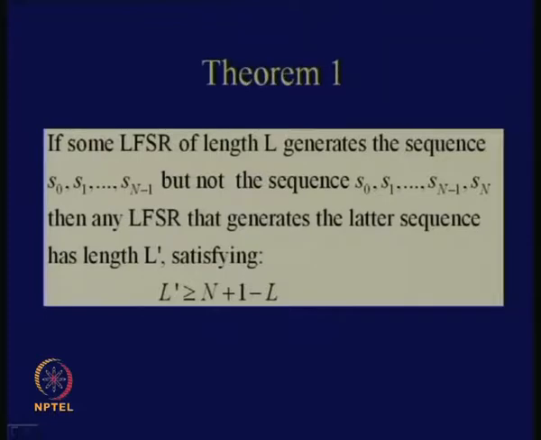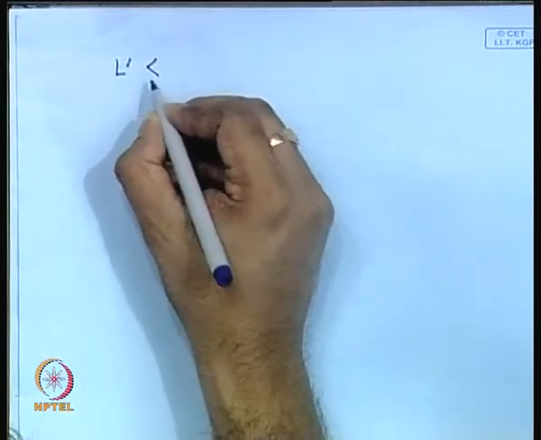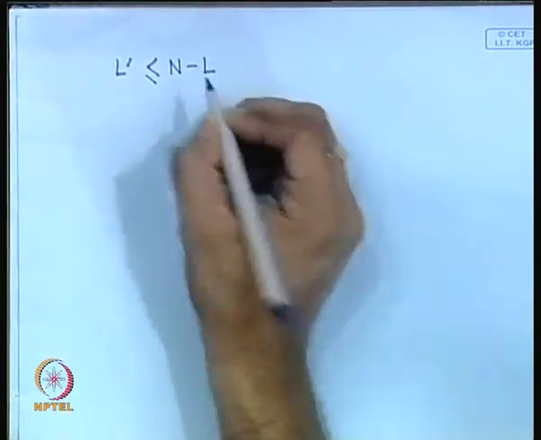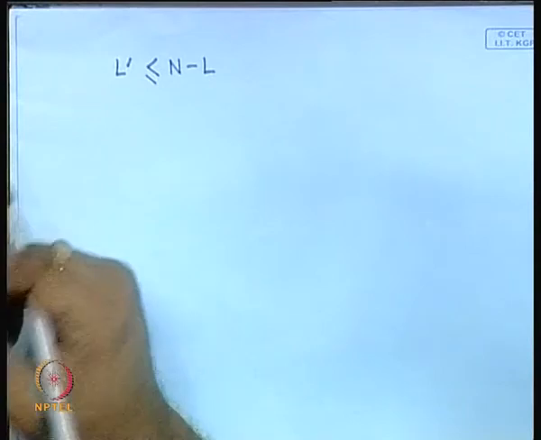So in that case, first of all we will start with contradiction. Let us contradict this statement. If I contradict L dash greater than or equal to n plus 1 minus L, then I am assuming that L dash is less than n plus 1 minus L. Therefore L dash is less than or equal to n minus L. So this is by contradiction, we have just contradicted the statement of the theorem.